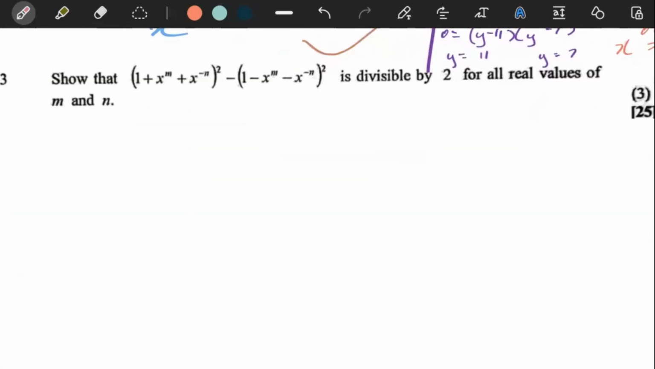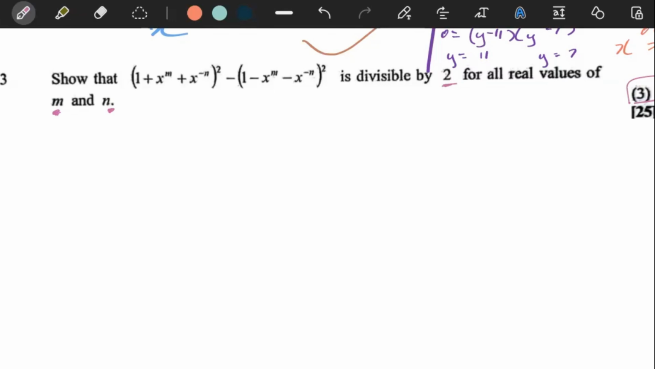So we can easily then test this. 1.3 is a 3-mark question. At first glance, it looks weird, but let's see. Show that this bracket minus this bracket is divisible by 2 for all real values of m and n. The consolation is that it's a 3-mark question, so we don't overthink it. So I won't lie, when I looked at this question for the first time, I kind of went on a wild goose chase.